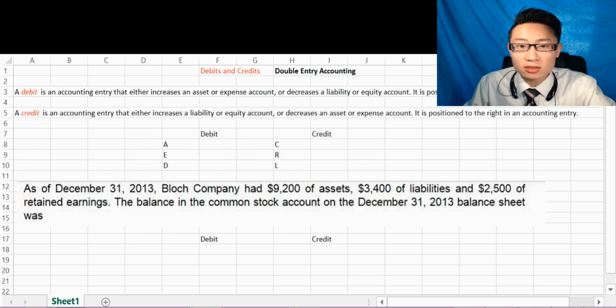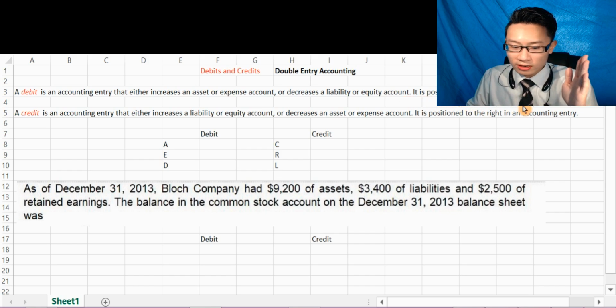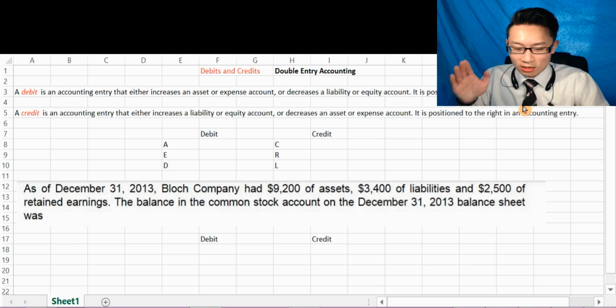First of all, I would like to give you the definition of a debit and then a credit. A debit is an accounting entry that either increases an asset or an expense account, or decreases a liability or equity account. It is positioned to the left of an accounting entry. So this is my left, so your left is here.